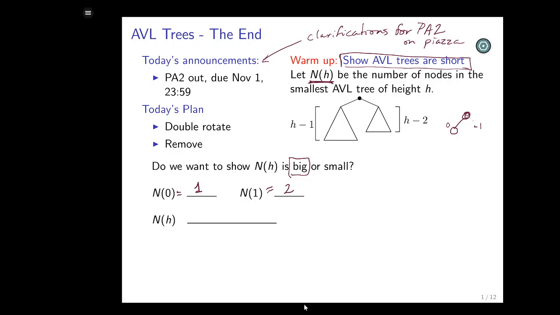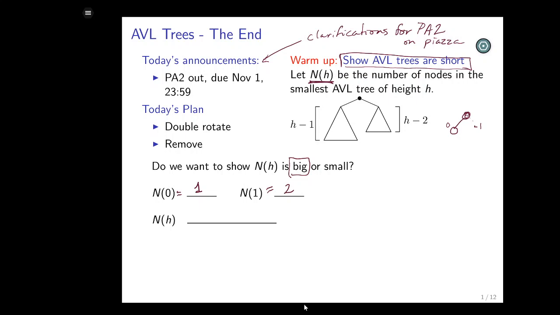Well, I'll ask it in separate pieces. Why does it have a child of height h-1? Because it has height h, and the height of a tree is the maximum height of the two children plus 1. So if neither child has height h-1, if both have height smaller than h-1, then the tree doesn't have height h. So we know that one of the children has to have height h-1. That's great.